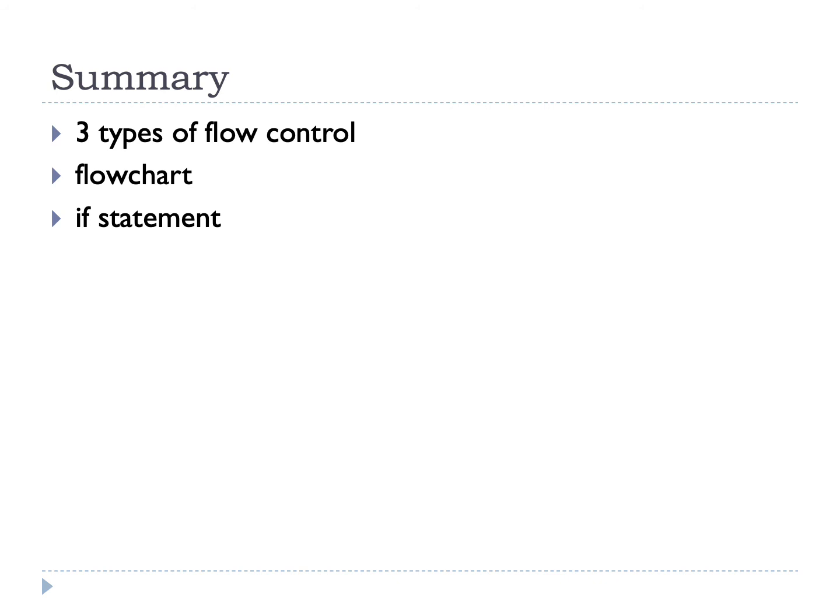To summarize the first part of this topic, we have looked at the three different types of flow control, where we have sequential, selection, and repetition structures. We know that in selection and repetition, we will use the diamond shape for the condition in the flowchart. By now, we are able to write a simple if statement. We will look into more examples in the next part.